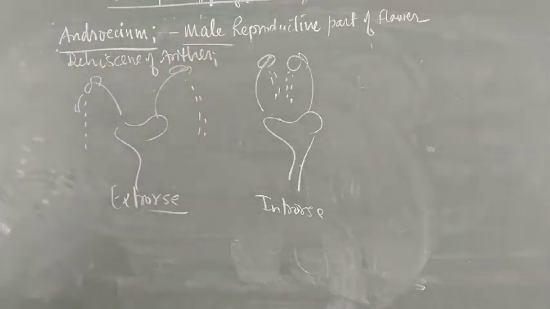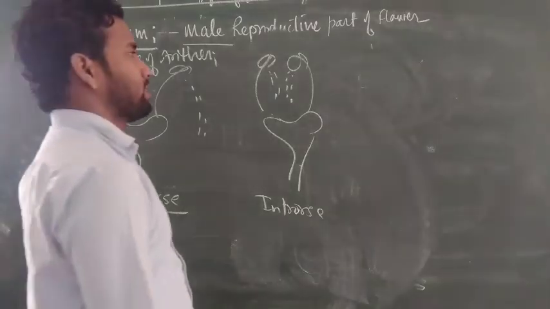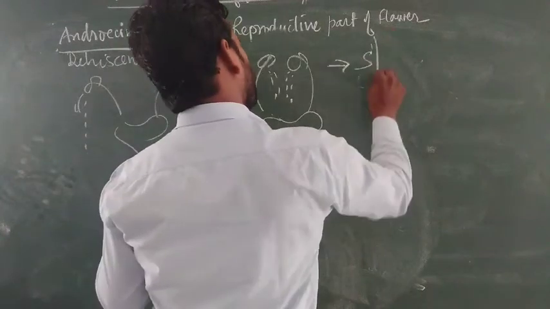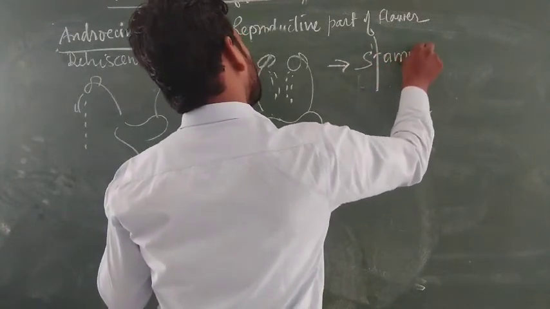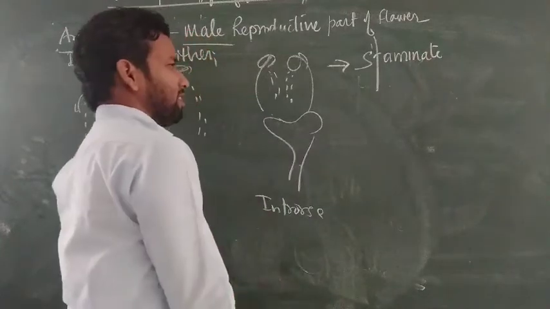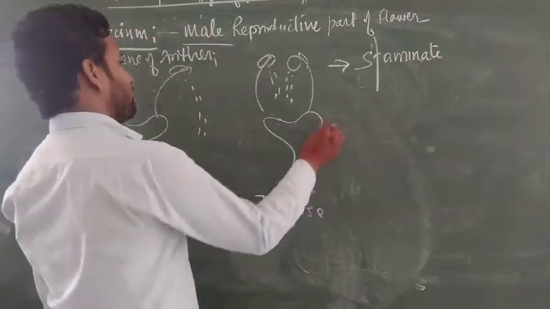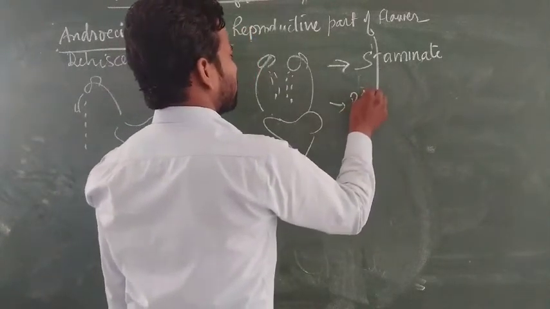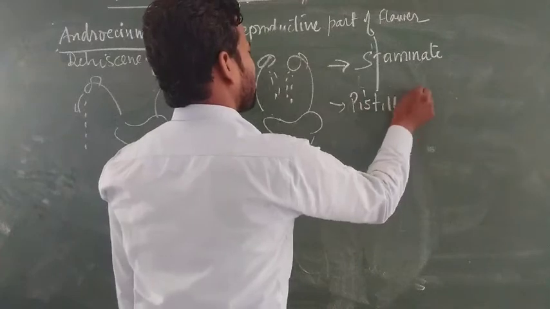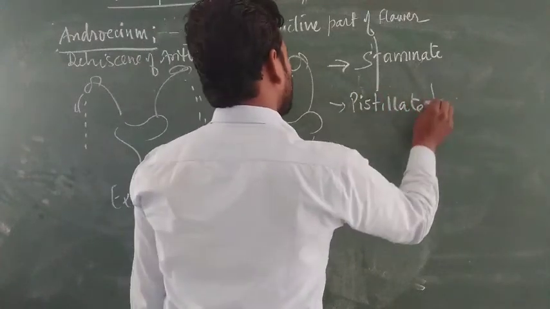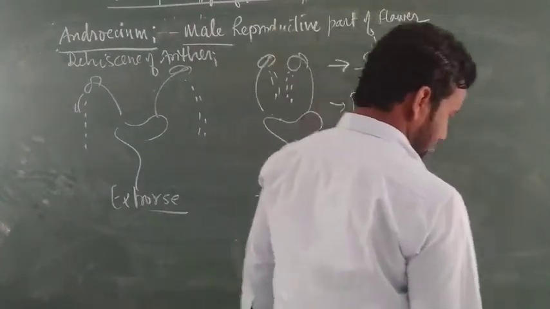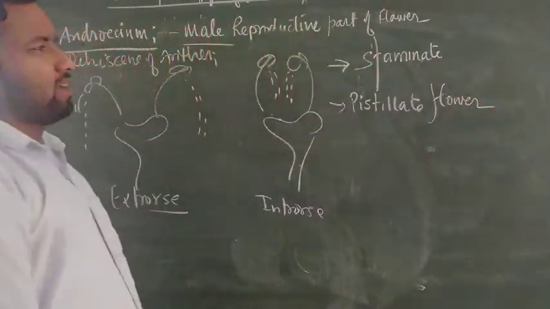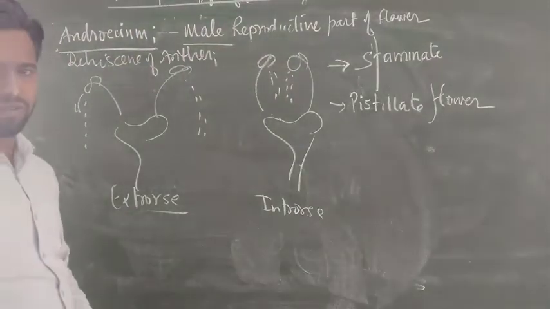Generally, if a flower bears only stamens, not the female reproductive part, this type of flower is called a staminate flower or male flower. And if a flower bears only pistils, only gynoecium, this flower is called a pistillate flower. So these are two different types of flowers generally present in plants. It is a type of unisexual flower.